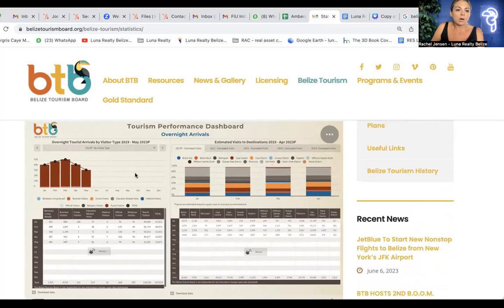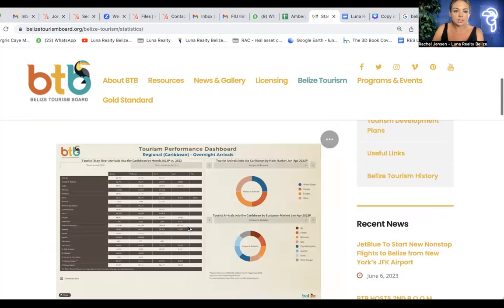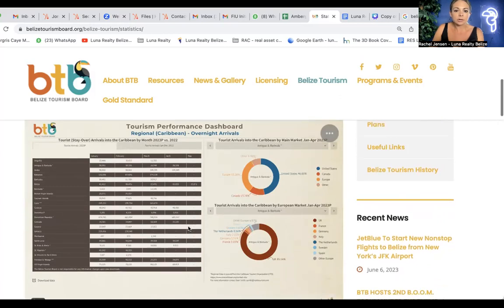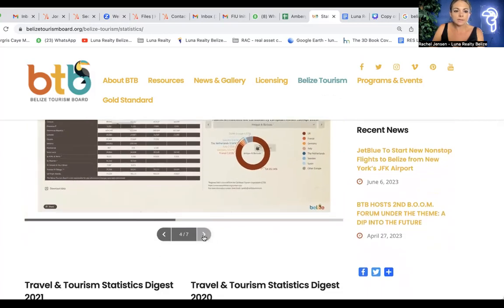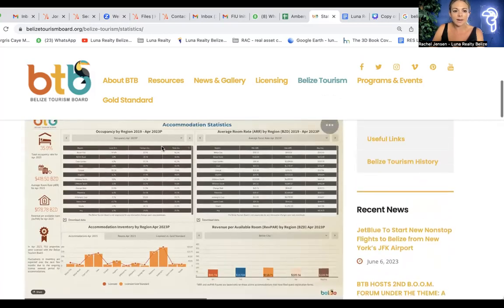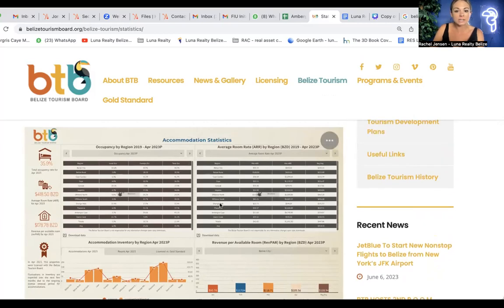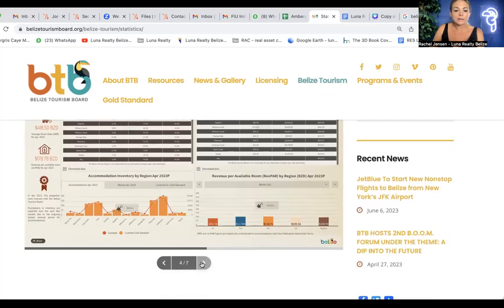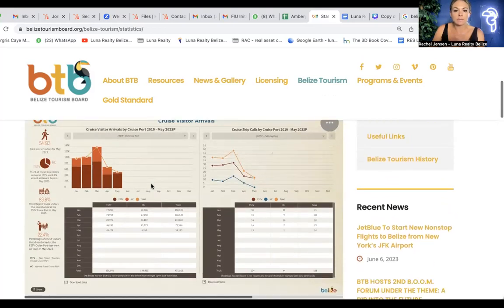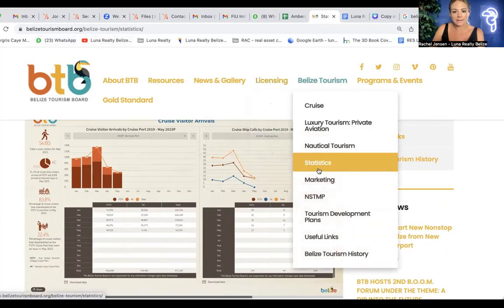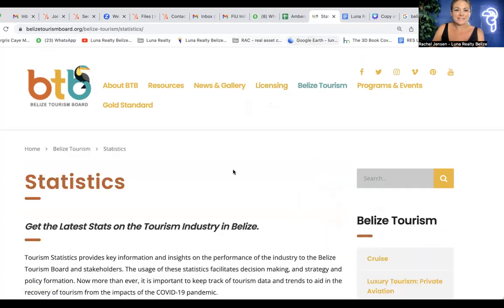This is showing the overnight tourist arrivals by visitor type. This page is showing the regional Caribbean overnight arrivals. Continuing on, this is accommodation, so occupancy, average daily rate or average room rate, which we're going to take a look at, and then it just continues on from there. So with that being said, you're able to find it. Again, it's BelizeTourismBoard.org. Go to Belize Tourism on the top of the site map, and then jump down to statistics.